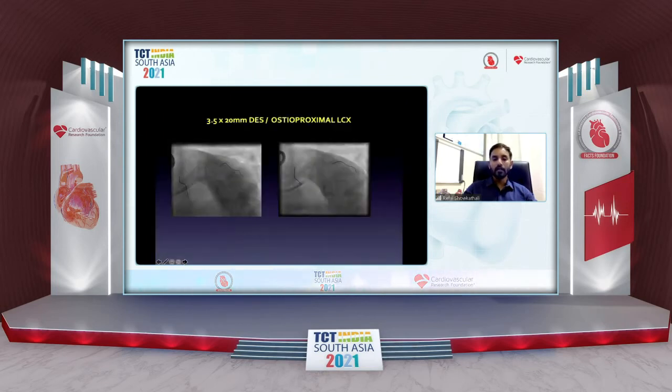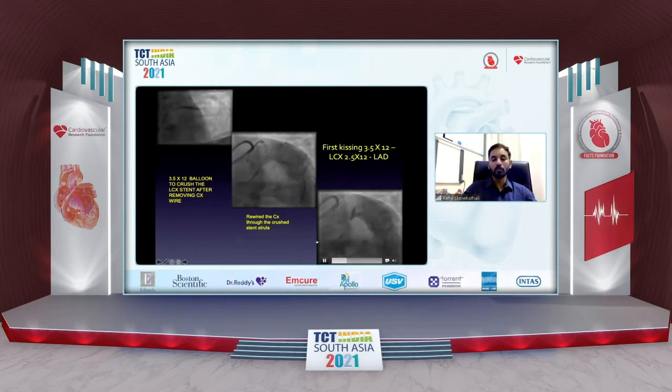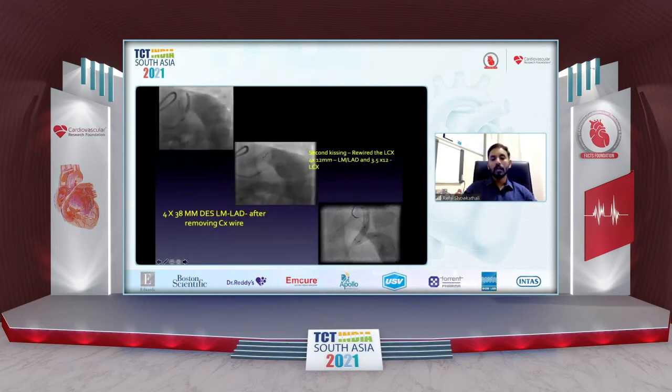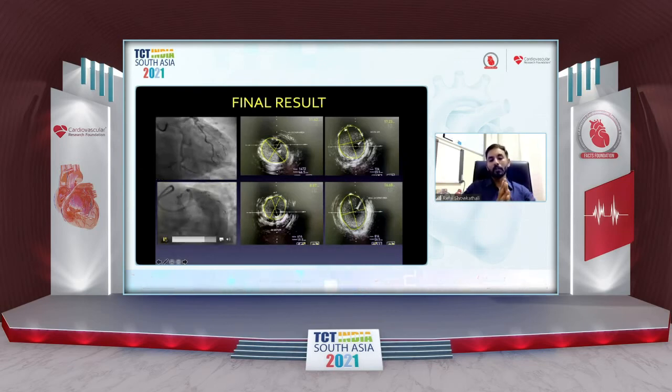I deployed the first circumflex stent, pulled back and ballooned it. When you have a 7 French, it's always better for kissing, because the balloons move very smoothly. Then I put in the LAD stent, did the final kissing, and this is the final result. So you can imagine, even in very complex left main bifurcation PCI, you can use a 7 French guiding catheter very nicely and get better results.